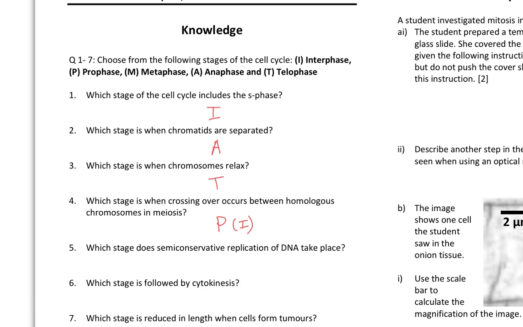Semi-conservative replication takes place, well, that's when DNA is replicated, so that's the S phase of interphase. So I'm putting an I on for interphase there. That's a Roman numeral 1, it's not interphase, it's a Roman numeral, prophase 1, before you tell me off.